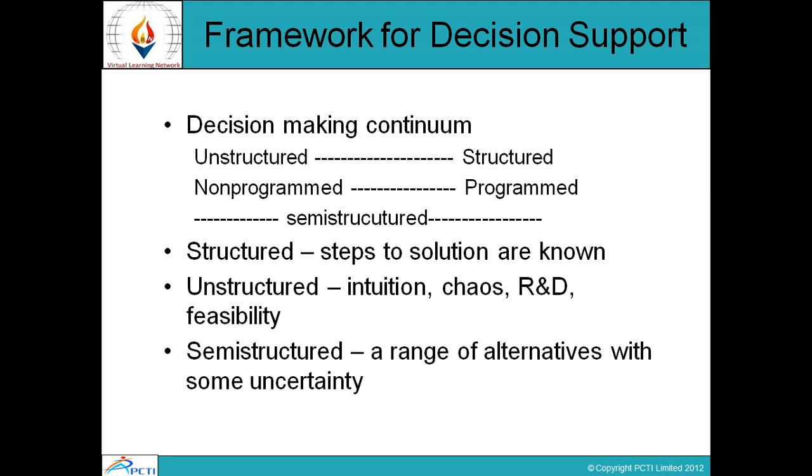Another one is unstructured, that is intuition, chaos, research and development, feasibility. When we have doubt somewhere, intuitions are working, chaos gets created, disturbance gets created, a dilemma gets created in the mind, right? So this sort of thing gives rise to a decision which comes under the category of unstructured decision.